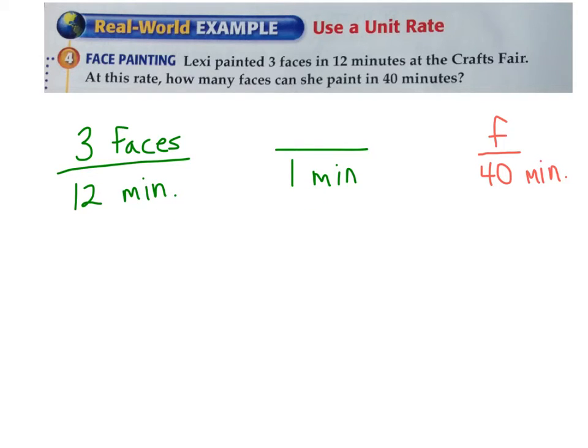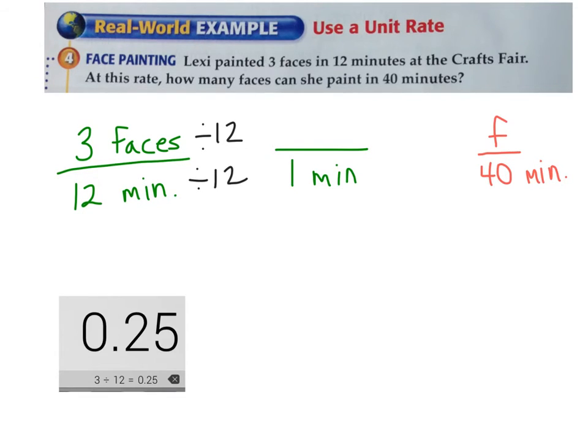So to do that, I'm going to divide by 12. Okay, and I have to do that with both the numerator and denominator. Now I'm going to use my calculator here. Now on my calculator, I typed in 3 divided by 12, very carefully, made sure I did it right, and I got 0.25 or 25 hundredths. Okay, so I'm going to put that, 0.25, and I'll put F for faces in 1 minute.